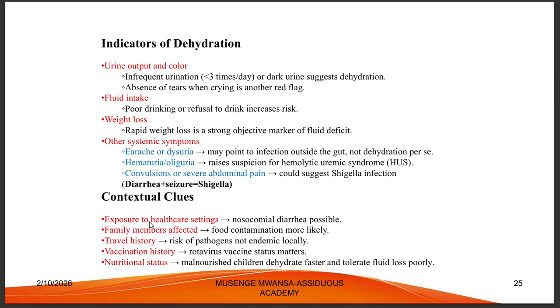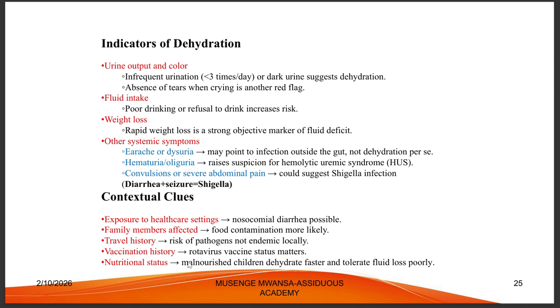And then if this person is in the hospital and they're having diarrhea, that might be nosocomial diarrhea gotten from the hospital, maybe drugs and such. If a family member is also affected, that might be food poisoning. If someone went out and came back with a travel history and they develop this diarrhea, it might mean a risk of pathogens not endemic locally. Maybe they got it somewhere, like parasitic infections.